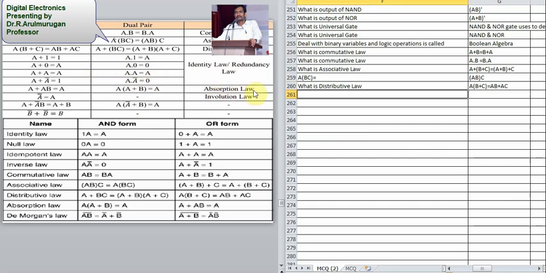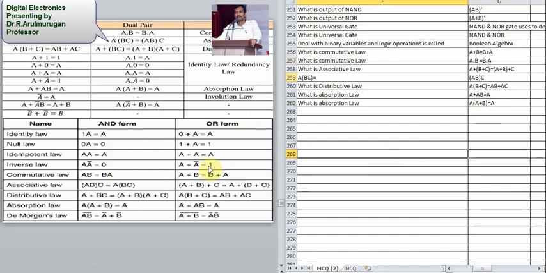Next, the absorption law. You should know A plus AB. What is the absorption law? A plus AB is equal to A, and otherwise A into (A plus B) is equal to A. There are possibilities of one more question from these laws and rules.